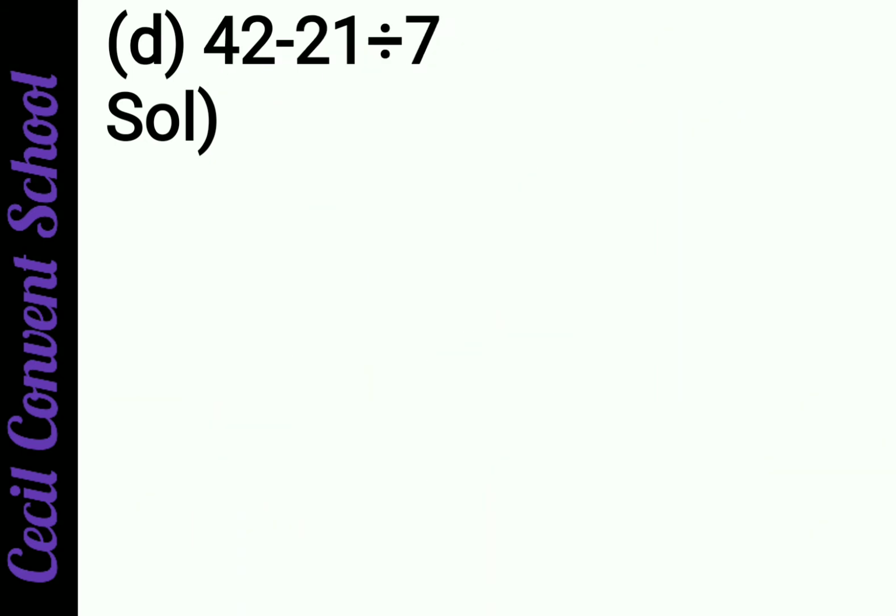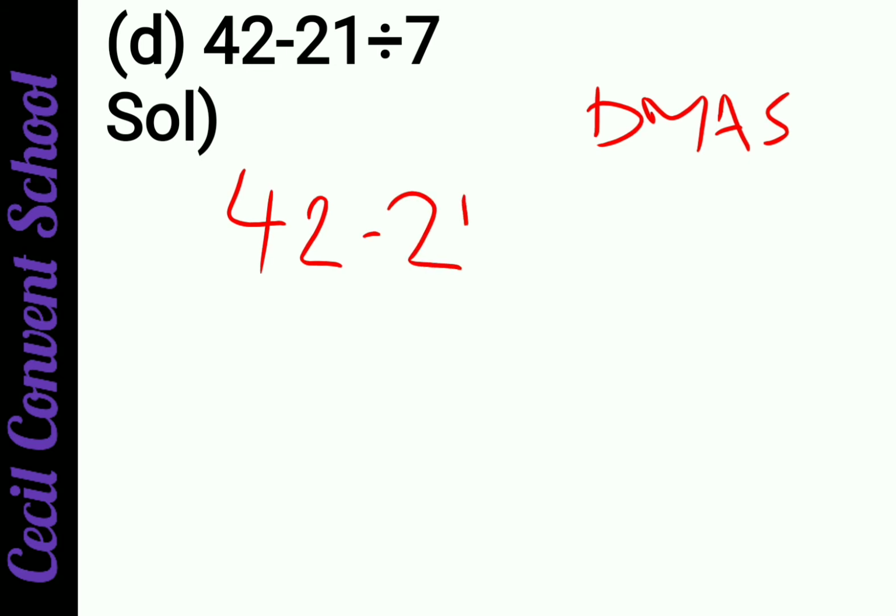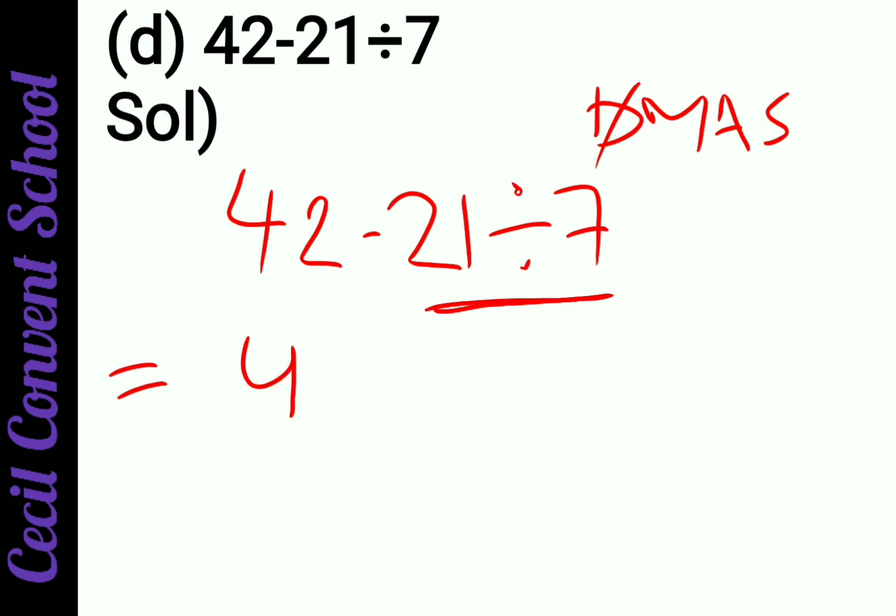Now we do D part. Again we write D M A S. Firstly we will see the divide sign. You can write the question again if you wish, so that you will understand. Firstly, when we write the question, the first operation is division. So we will underline this one, that 21 and 7 we will divide. So 42 will come as it is, minus will come as it is, 21 divided by 7. When you divide 21 and 7, the answer comes 3.